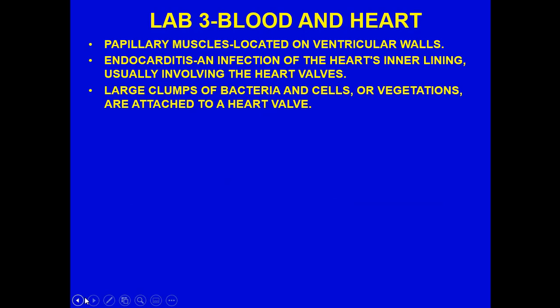When one has an infection known as endocarditis, which is an inflammation of the endocardium, the infection of the heart's inner lining usually involves the heart valves. Large clumps of bacteria or cells, otherwise known as vegetations, are attached to the heart valve and impede its normal function.